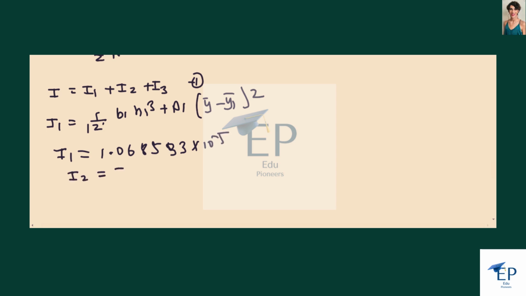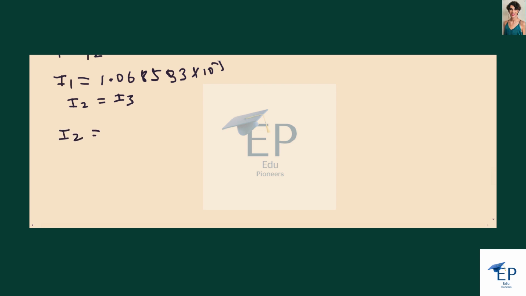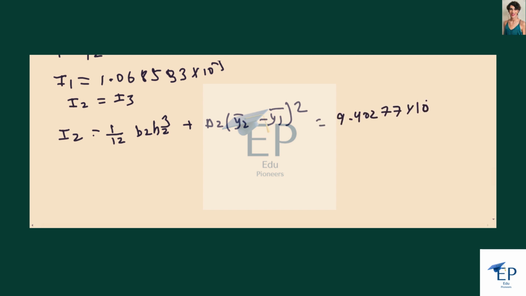I2 equals I3. So I2 is equal to what? I2 is equal to 1 by 12 B2 H2 cube plus A2 y2 dash minus y dash square. Putting the value, we get it as 9.40277 into 10 raised to power minus 6. I equals I1 plus I2 plus I3, we get it as 2.94909 into 10 raised to power minus 5.